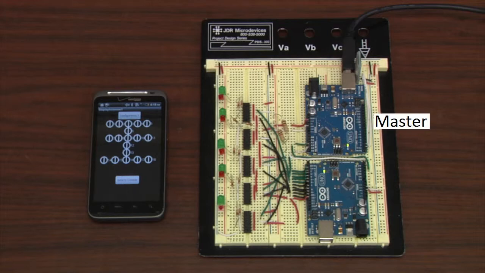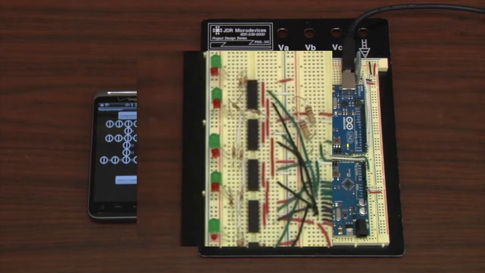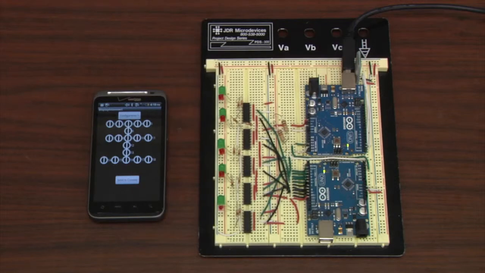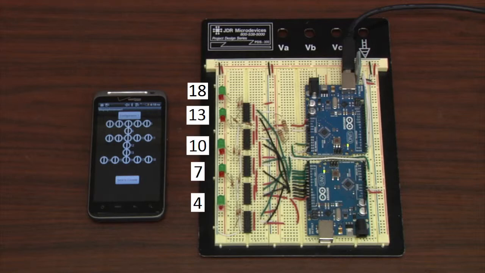Here we have the master and the slave that controls the polarization switching. For ease of understanding, I have attached LEDs to represent 5 antennas' polarizations. The green LED represents vertical polarization and the red signifies horizontal polarization. From top to bottom, we have antennas 18, 13, 10, 7, and 4 represented.